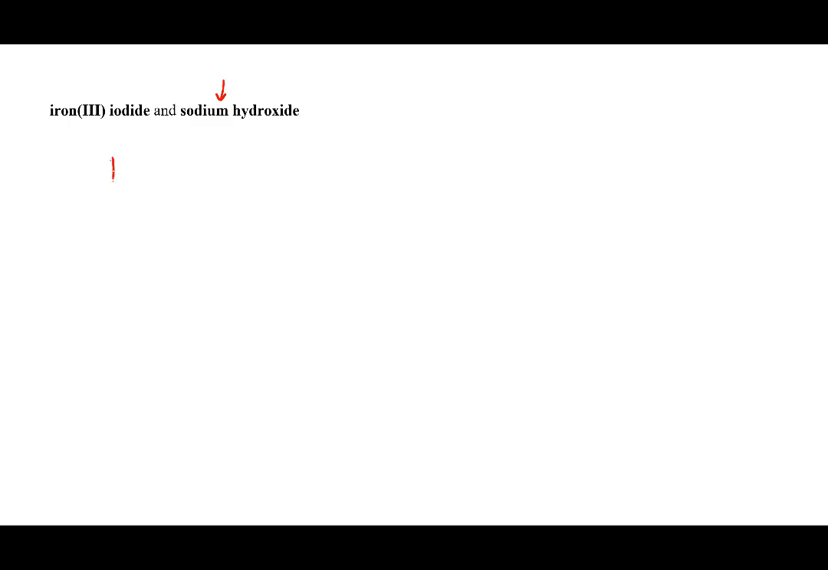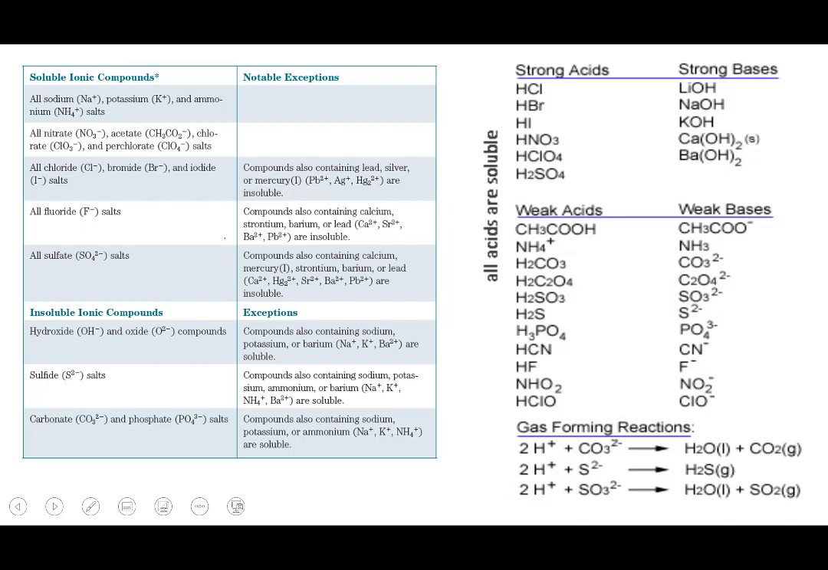So let's go ahead and write it out. Iron 3 iodide is going to be FeI3. That's soluble, so that's aqueous. While I'm doing this, this time I'm going to do it in a slightly different order. I'm going to write out my full ionic species as we go along. So iron 3 iodide is iron 3+, 3 iodides, aqueous. Sodium hydroxide, that is aqueous because sodium hydroxide is soluble.